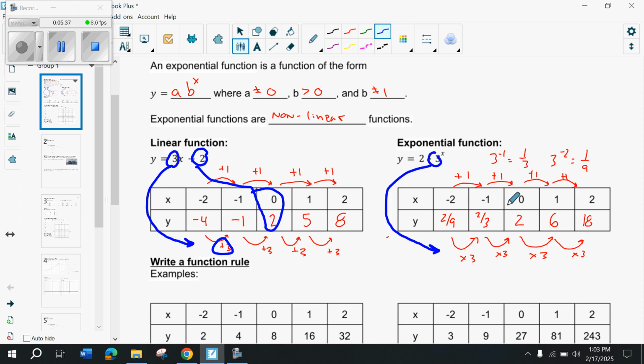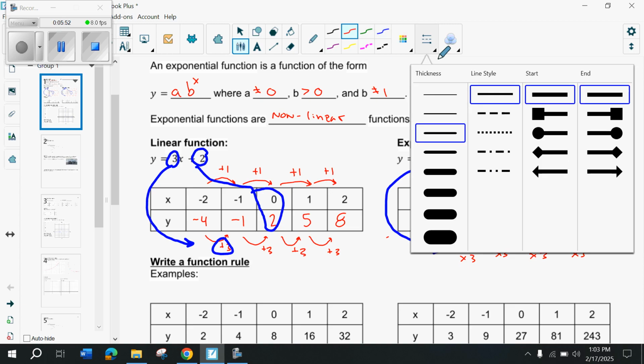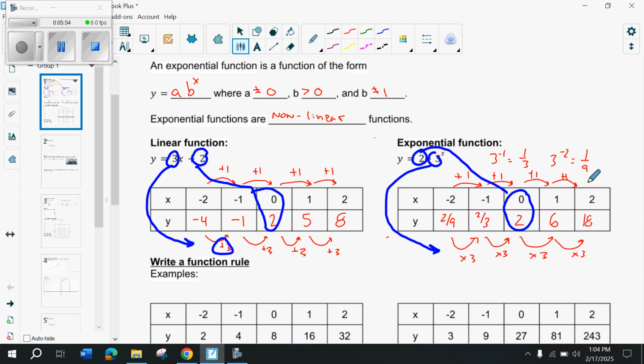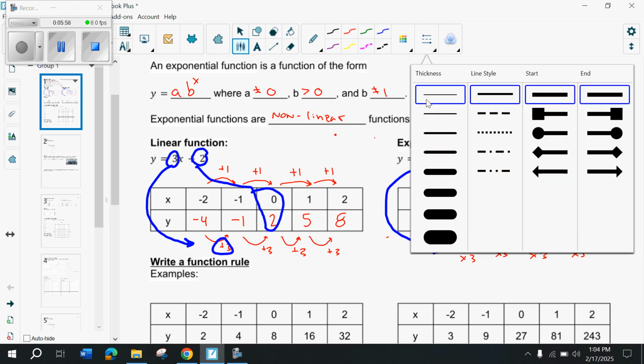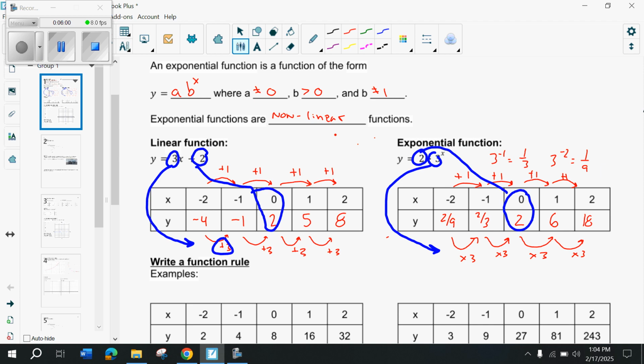Okay, and also notice that when my x value is 0, my y value is 2, and that happens to be this value here. It's always going to be the case for exponential functions. Okay, so in knowing that type of relationship, we should be able to come up with how to write our rules when we're given a table.